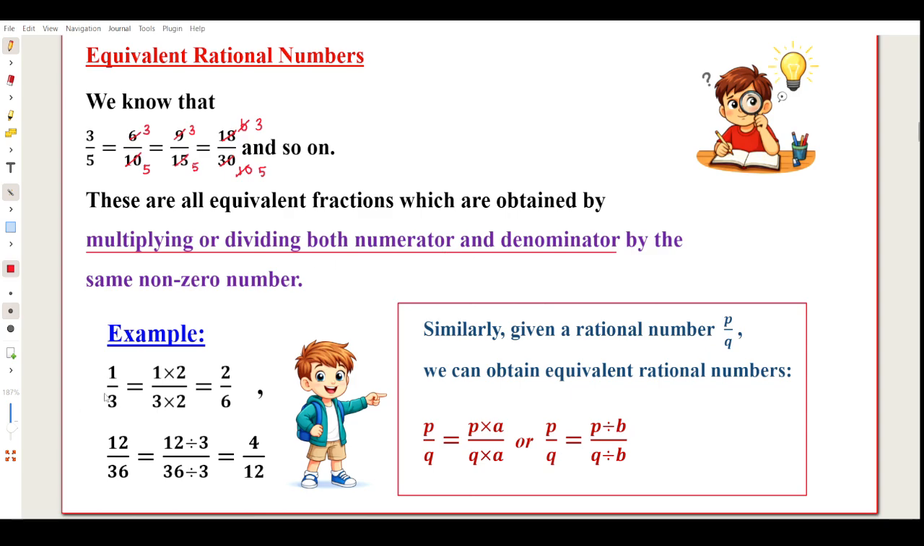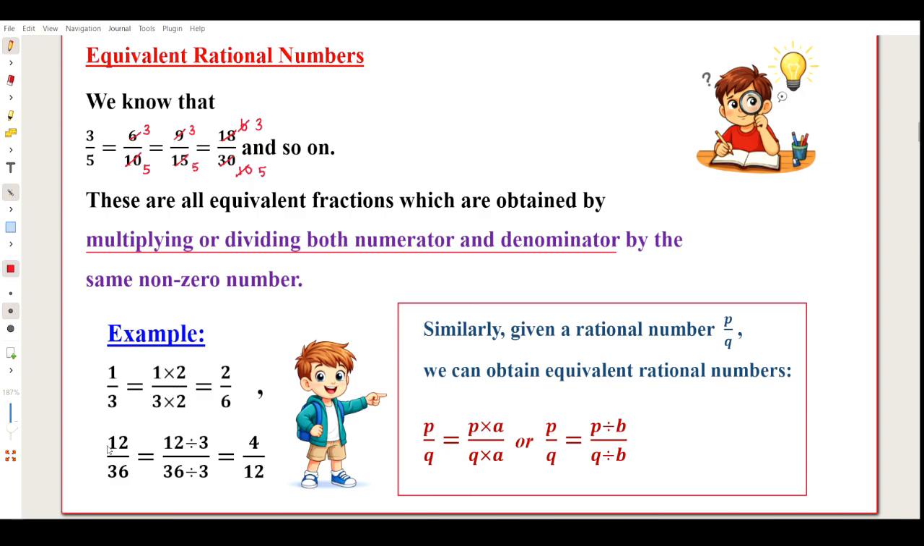For example, 1 by 3 is given, you have to write the equivalent rational number. I can multiply 2 with the numerator as well as the denominator. 1 2 is 2, 3 2s are 6. So 2 by 6 is another equivalent rational number.